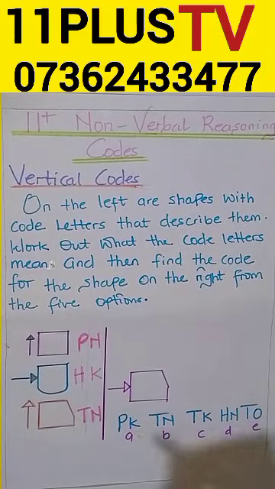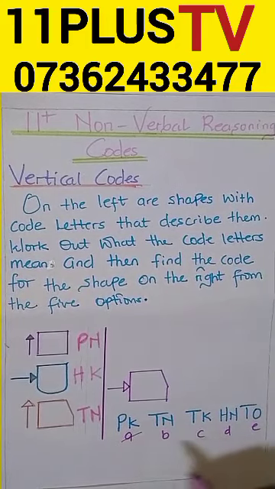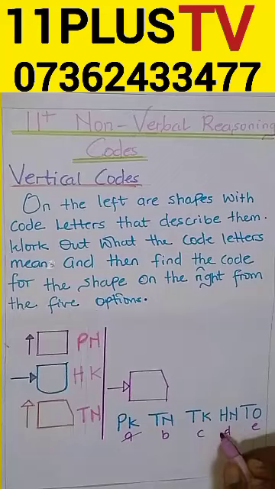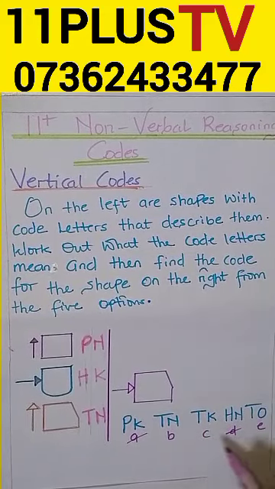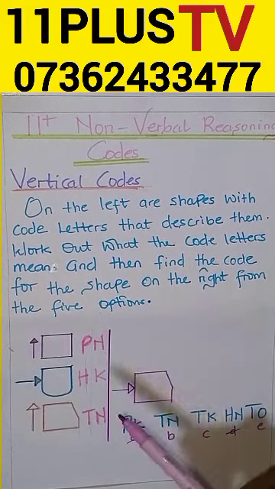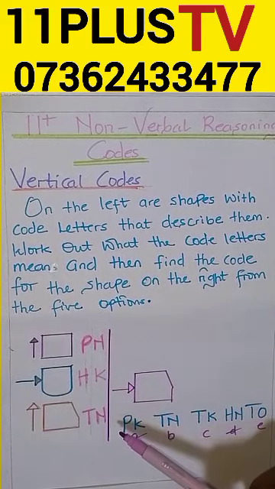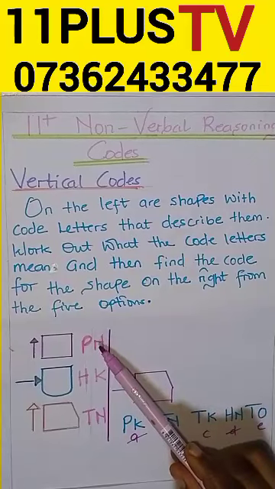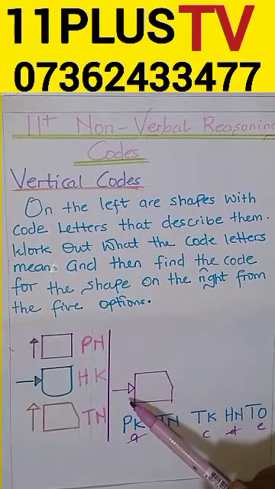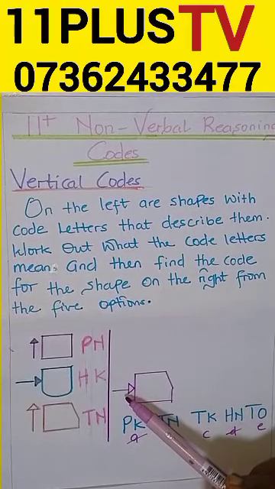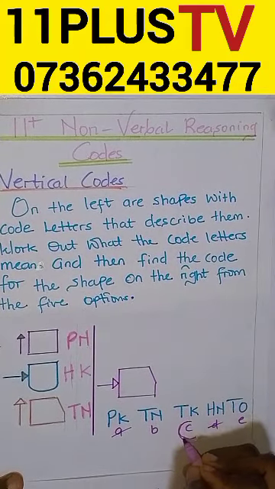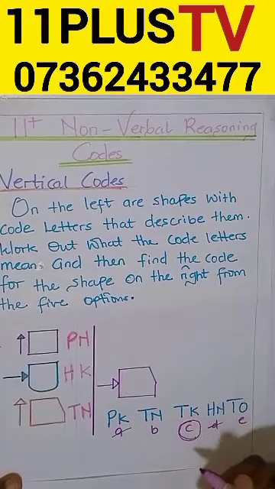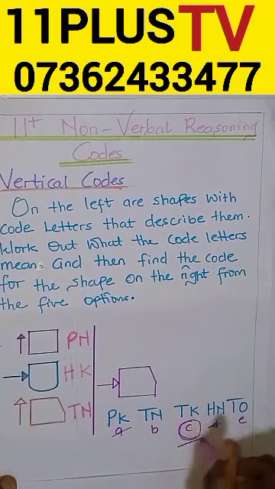Let's eliminate option A, because option A, first pair of letters is P. Eliminate D. We are left with B, C, and E. Let's check the second pair of letters. For N, the arrow is pointing up. If you check the question, you can see that the arrow is pointing right, which is K. The answer is TK. This is the correct answer.